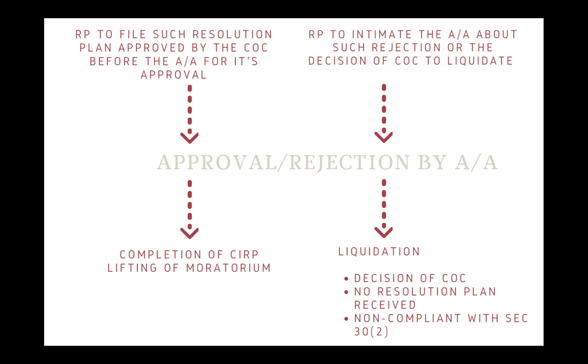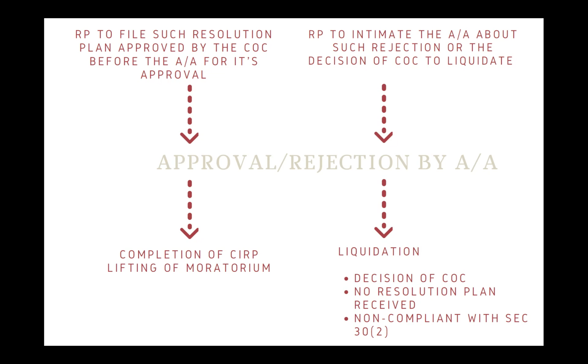The CIRP is deemed to be completed, and effectively the moratorium will be lifted. Then, as per the order passed by the adjudicating authority, the implementation of the resolution plan will start taking effect. That could lead to certain agreements being entered into, the handing over of the management to the new management, and the appointment of a monitoring committee to look into whether the implementation has been effective or not. All these aspects trigger right from approval of the plan by the adjudicating authority.